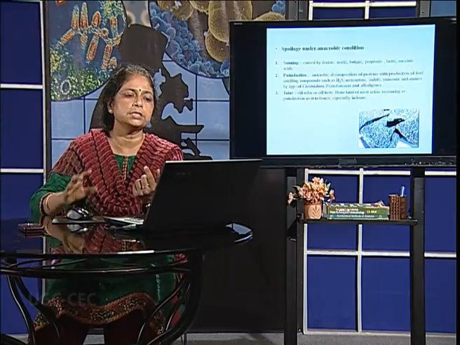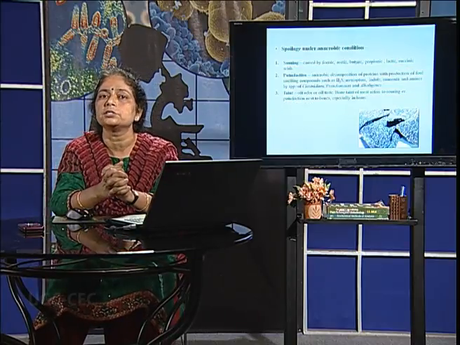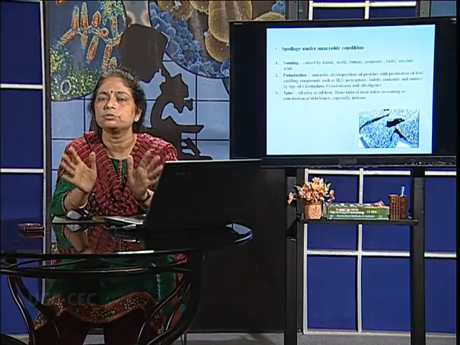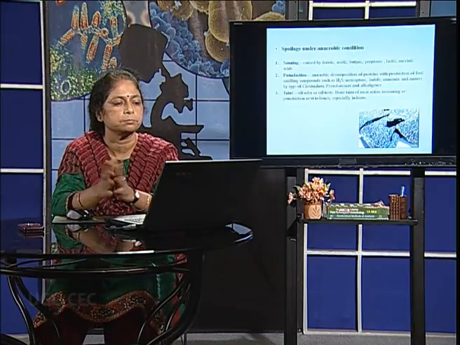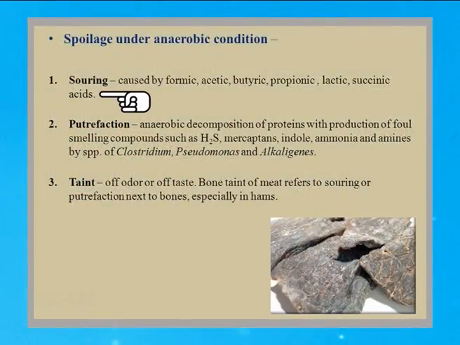Then what about the changes which are taking place in the anaerobic condition? That is when the oxygen is not there, totally in the absence of oxygen. Souring is such a change. That means you get a sour taste in the meat, which is due to the production of the organic acid like formic acid, acetic acid, propionic acid, butyric acid, or succinic acid.